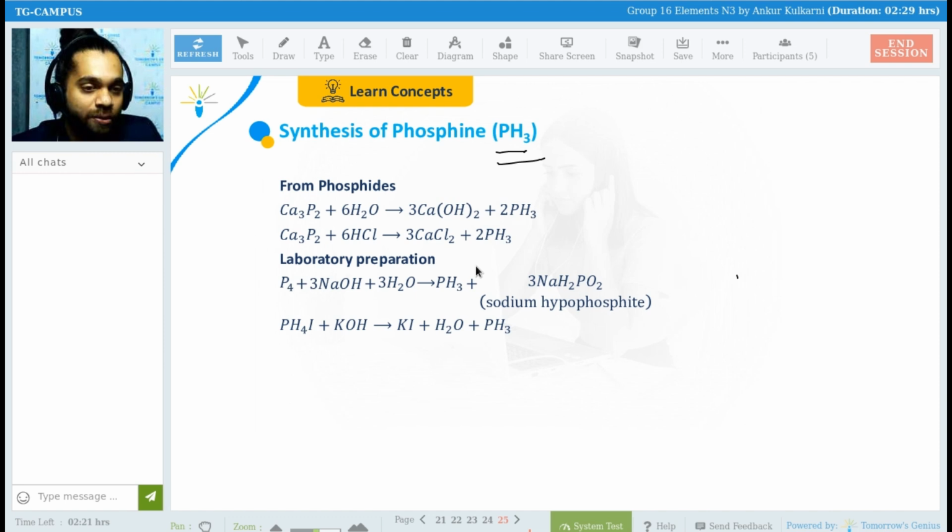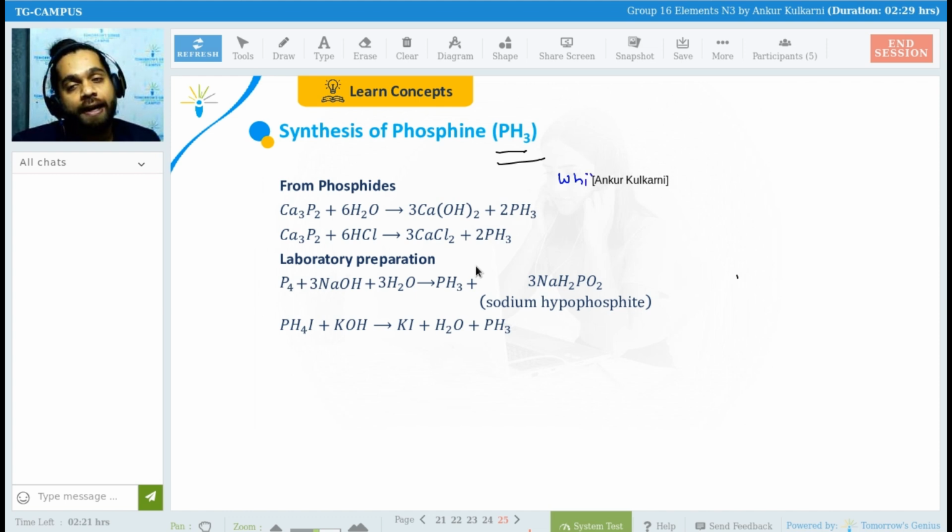Red, black, and white. Correct. And which one was the first one? The most reactive one. The most reactive one was white.